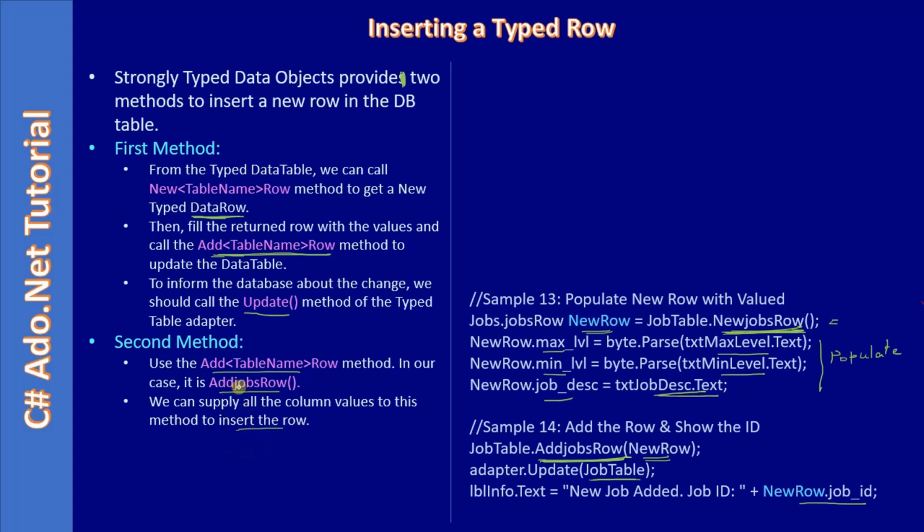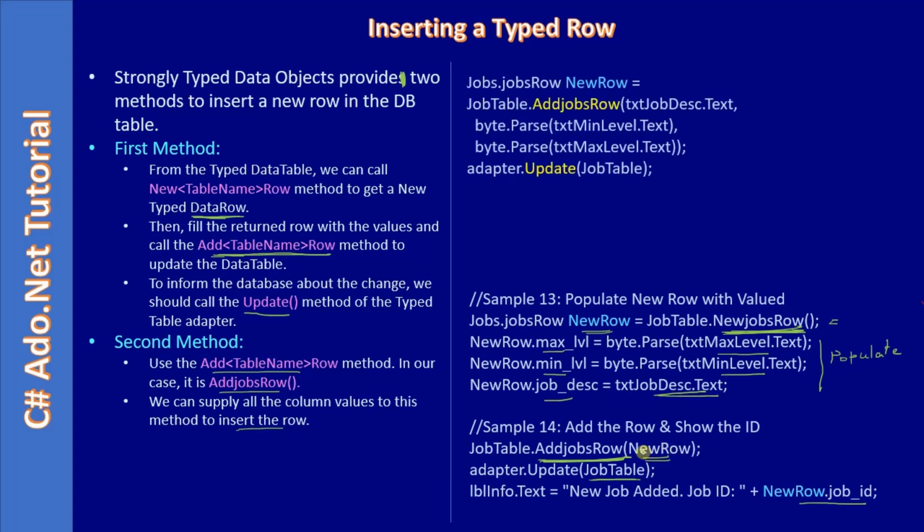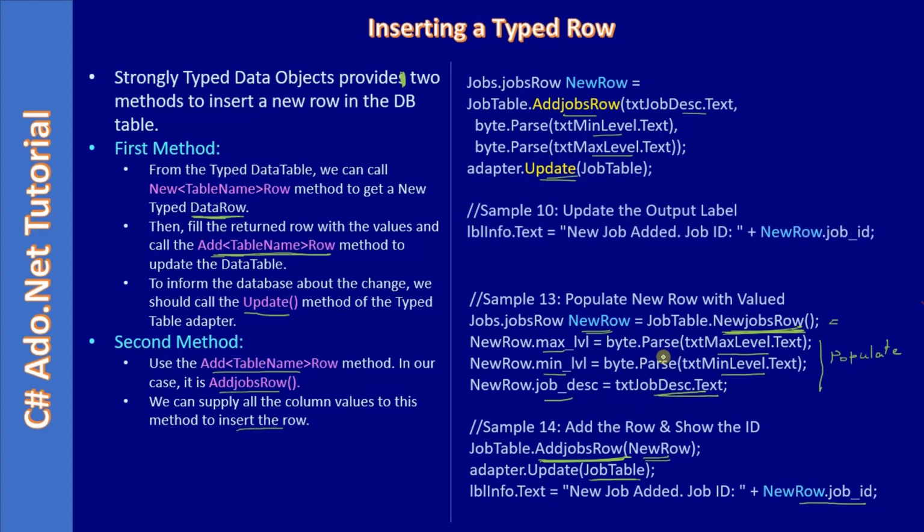And if you see add jobs row, it's an overload, right? The first version takes the job row itself. The second version takes a specific field information. So here we are passing the description, then we are passing the minimum level, maximum level as a parameter to this add job row. After that, we are making call to adapter.update. Right? You can either use this technique or the second technique, whatever is suitable for you. You can use that. And then here we are reporting job is created or new job is added.